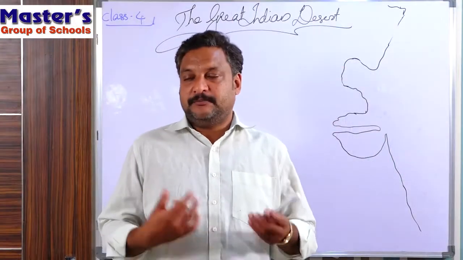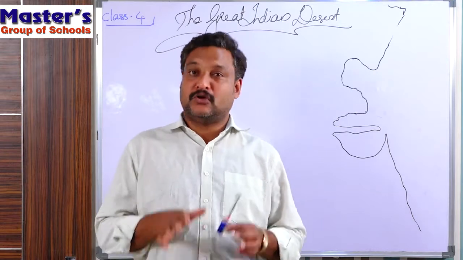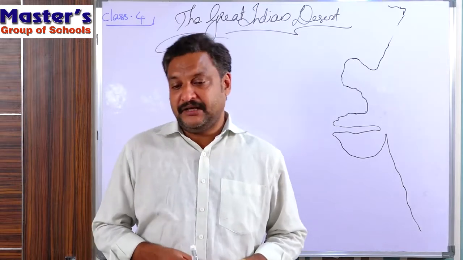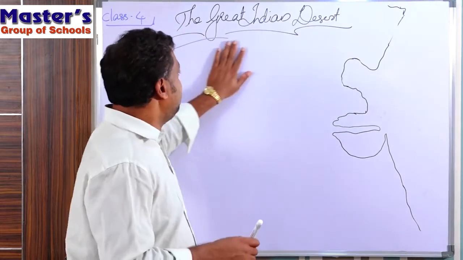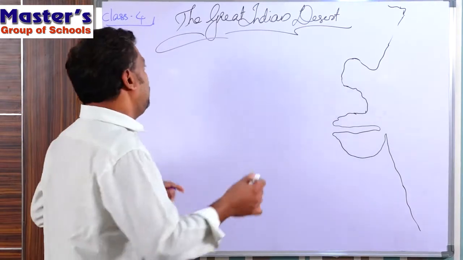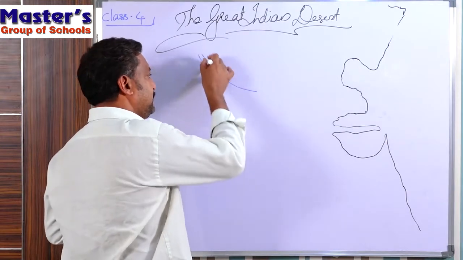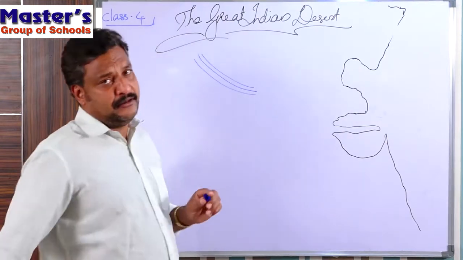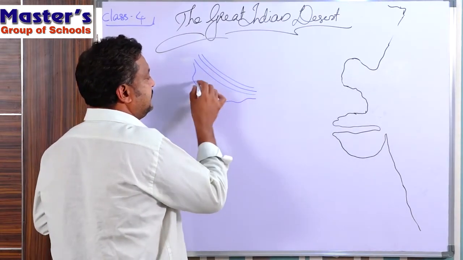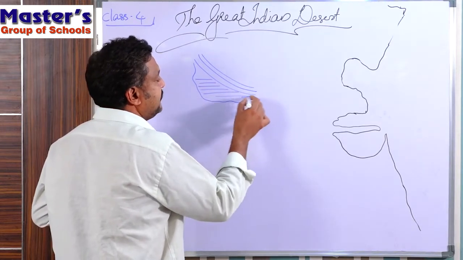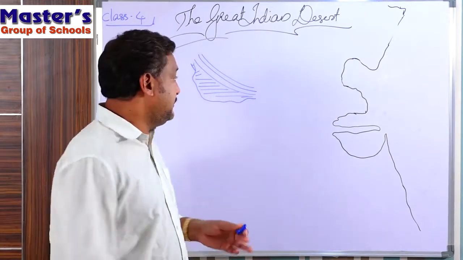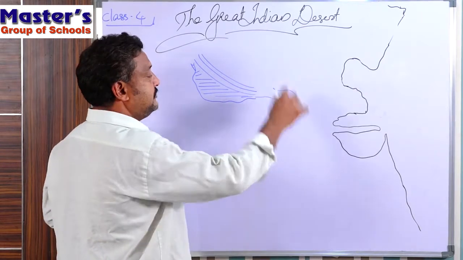Morning children. In the previous class we completed the lesson about the northern plains, the second major physical feature of India, and now we have come to the next one, the Great Indian Desert. In the first chapter we read about the Himalayas, which lie in the northern part of India in three mountain ranges. To the south of it, we had the Great Indian Plain, which is flourished by the Satluj Plain, the Gangetic Plain, and the Brahmaputra Plain, which extends into the northeastern part.